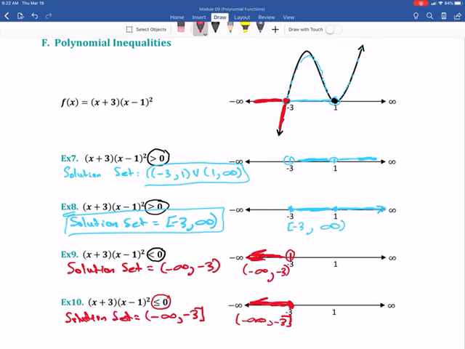So again, here are the examples we're getting into solving polynomial inequalities. If we have the graph, we can easily see the solution set from the graph. So I hope this helps as we're leading into this new topic.